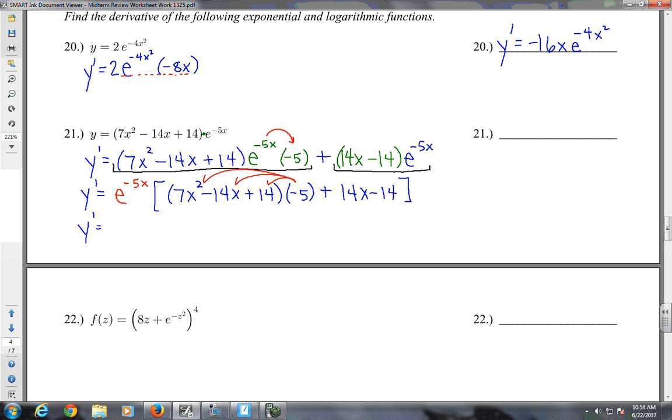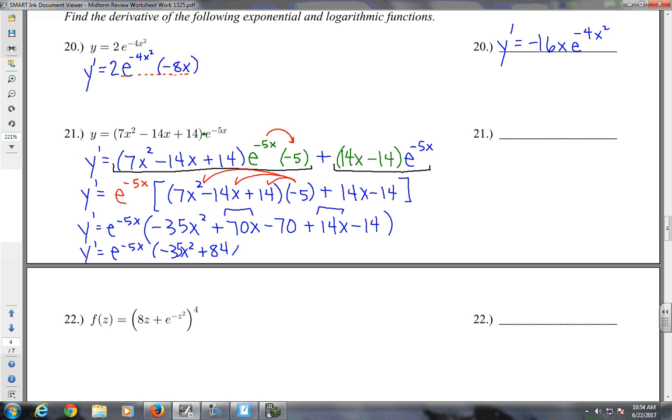We obtain e to the negative 5x. Demoting our brackets to parentheses, we have negative 35x squared plus 70x, plus, that last one should be a minus 70, plus 14x minus 14. And then combining like terms, we have e to the negative 5x times negative 35x squared. The 70x and the 14x combine to give us 84x. And then the minus 70 minus 14 combine to give us negative 84. So we've successfully combined like terms.